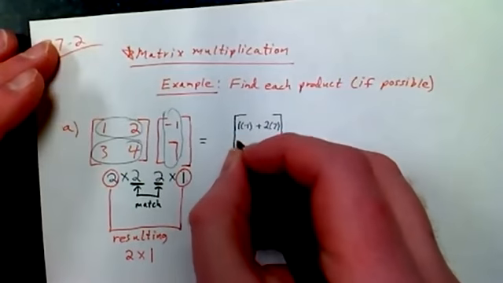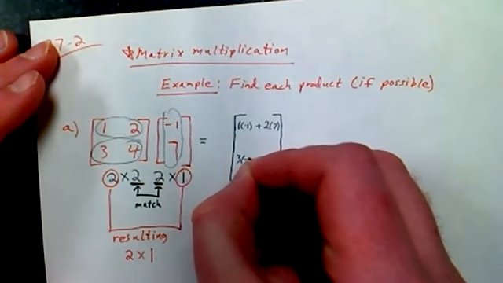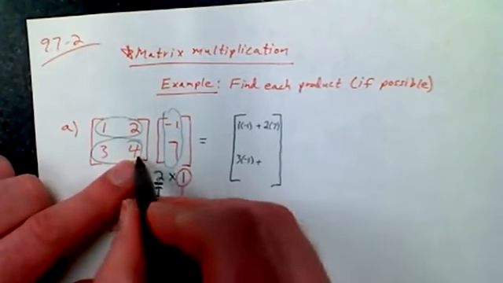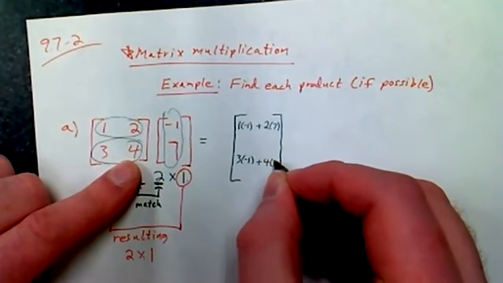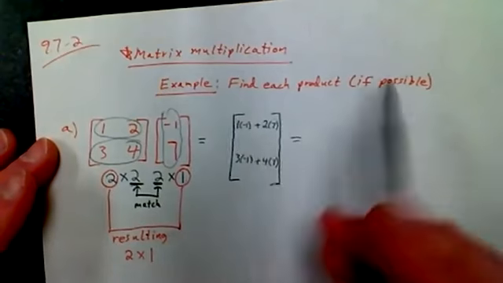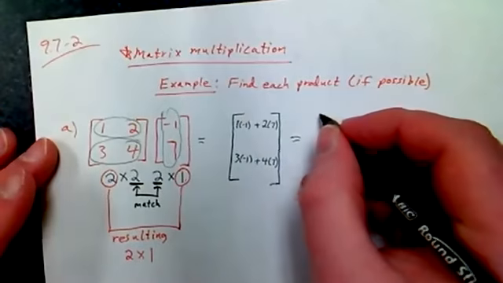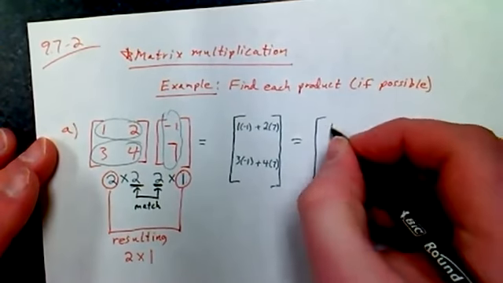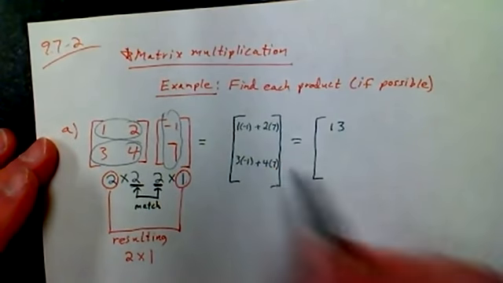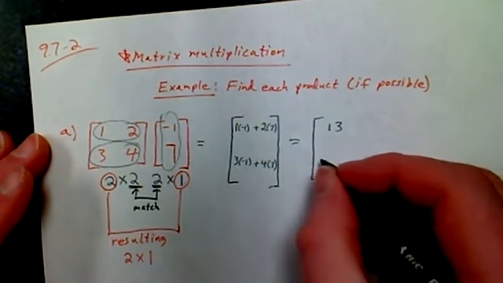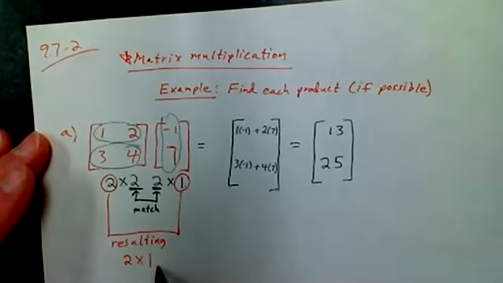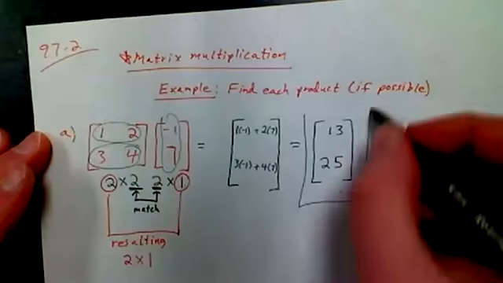So this is going to be 3 times -1, the first element of each, plus 4 times 7, the second element of each, okay? And if I simplify that, it looks like I have a -1 plus 14, which is 13, and I have a -3 plus 28, so it's going to be 25. And lo and behold, I have a 2 by 1 matrix.